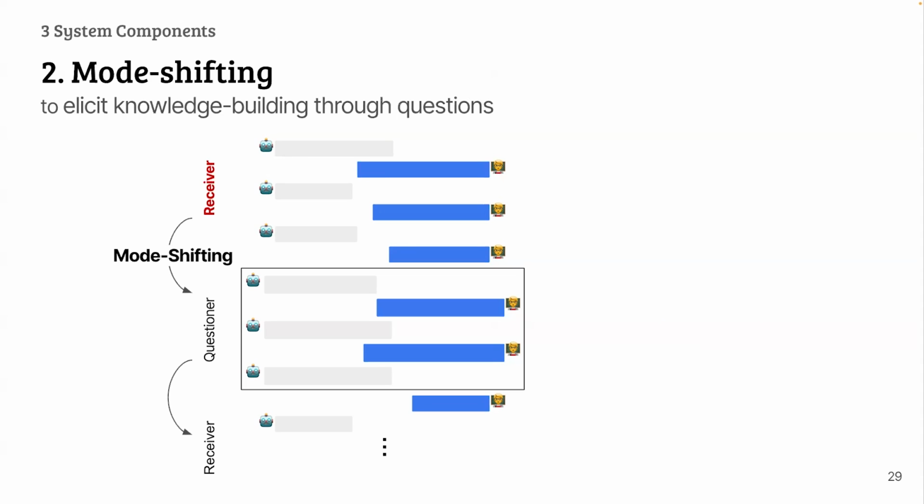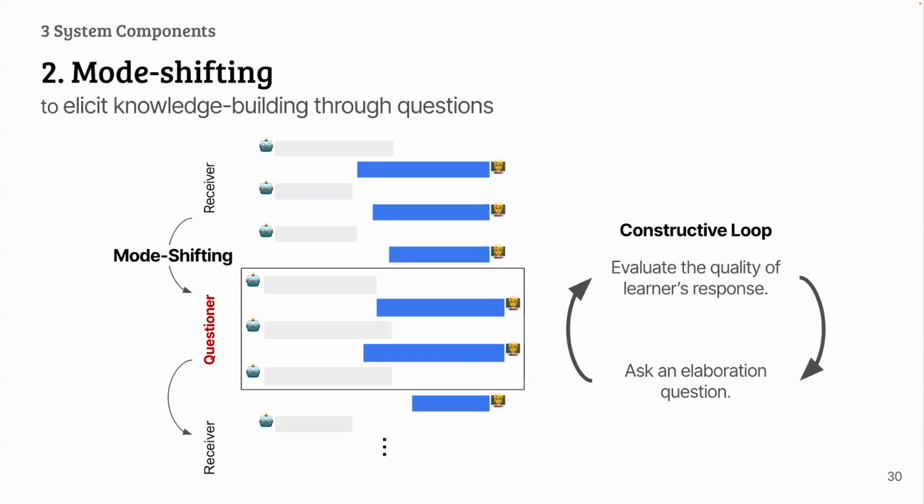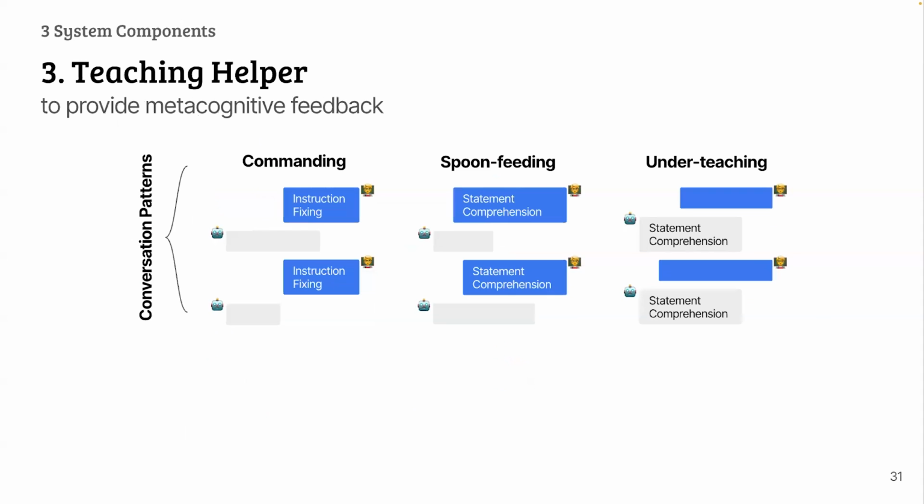When AlgoBo is in the help receiver mode, AlgoBo passively accepts knowledge from learners and updates its knowledge state. When AlgoBo is in the questioner mode, AlgoBo actively asks why and how questions. Learners engage in a constructive loop in which AlgoBo keeps asking elaboration questions until learners give satisfactory answers.